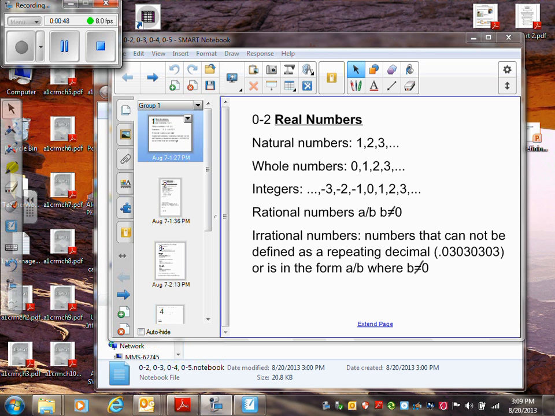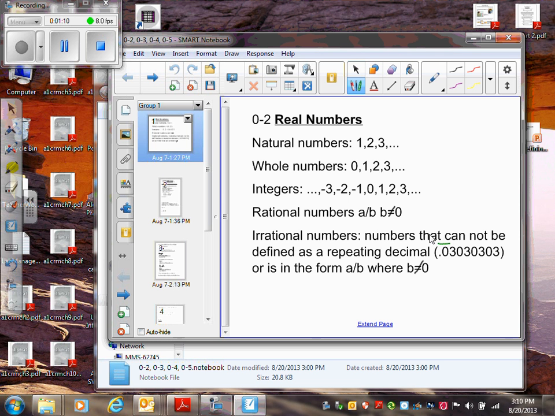Rational numbers can also be a fraction, a over b, as long as b does not equal 0. Irrational numbers cannot be defined as a repeating decimal, like 0.03, 03, 03, 03, or 0.03 with a repeat sign over it. Or you cannot put it in a fraction form. For example, pi cannot be defined in either way, as a repeating decimal or as a fraction. That's really all I want you to know from that one.